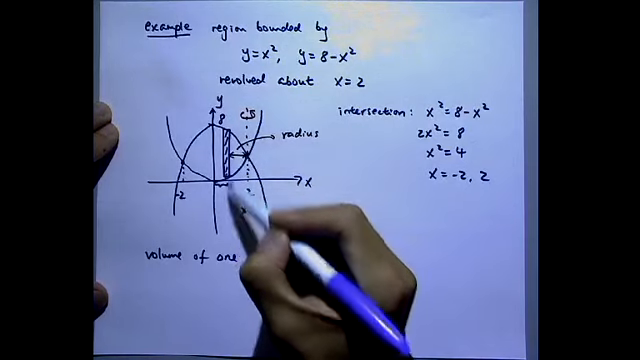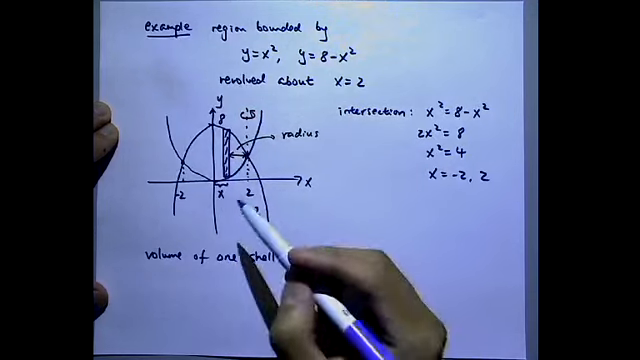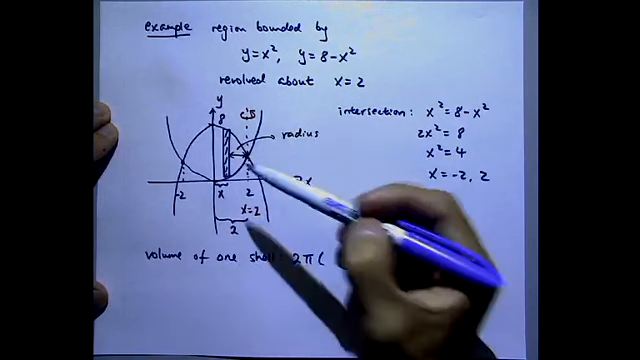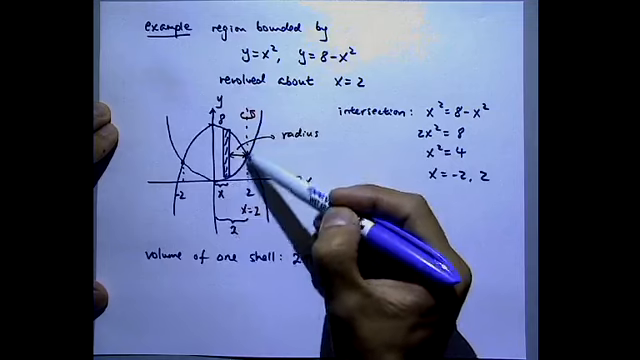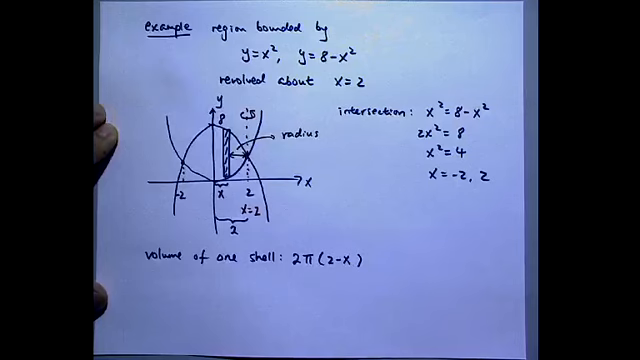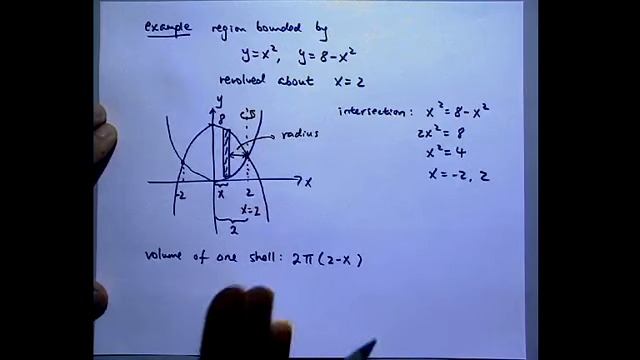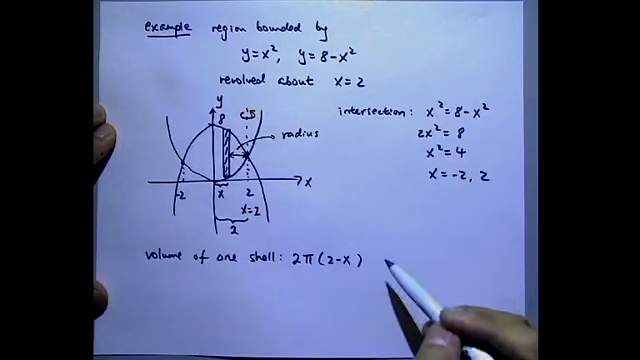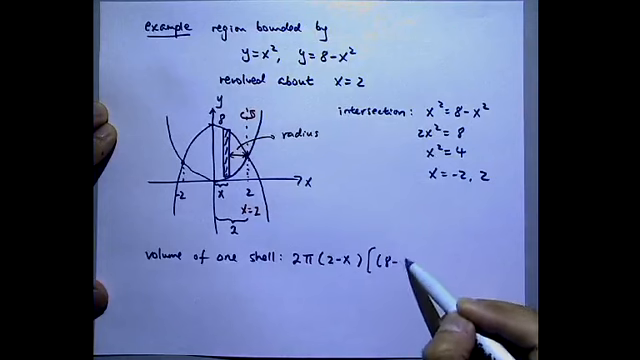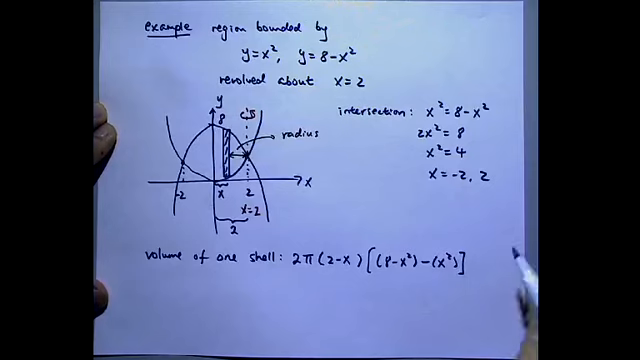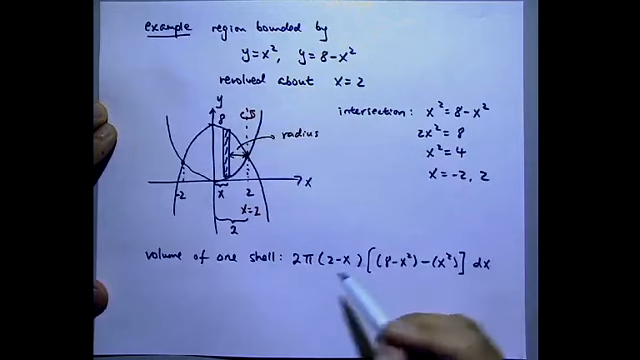Yeah, the distance from the y-axis to the rectangle is x, right? The distance from the y-axis to 2 is 2. So the difference between the two is what I want here. So that's my 2 minus x. See that? From the axis of revolution to the rectangle. The height is relatively easy. What's the height? Top minus the bottom, so 8 minus x squared minus x squared. And then the thickness, dx.